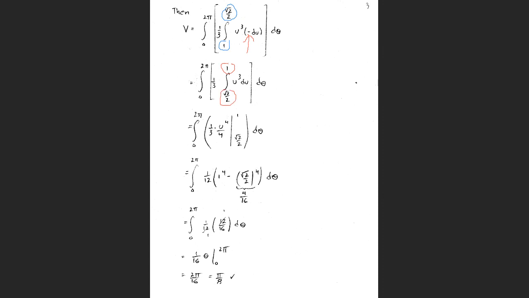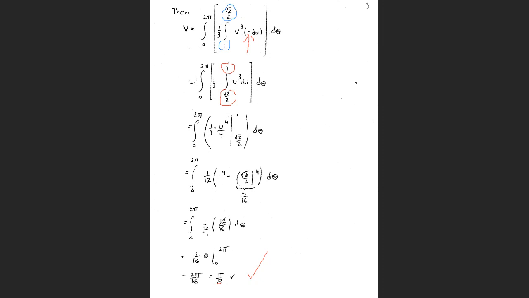And web assigned likes exact answers. Okay, it likes exact answers. So you're just going to keep working it out, and you will get pi over 8. That will be the volume of that ice cream cone.